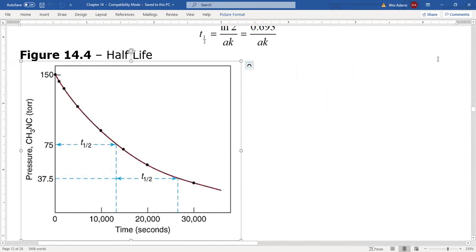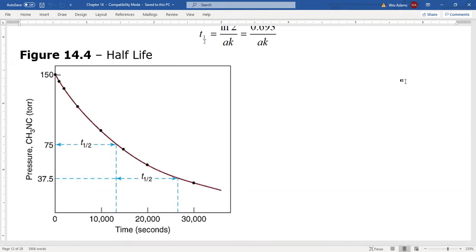So here's one for pressure of, looks like CH3NC, and you can see after about 12, 15 seconds it's dropped to about half the original value, and then again it's dropped another half, so on and so forth, and it drops by half each time. Usually after 10 half-lives they say it's pretty well gone. There's not going to be enough left to worry about.